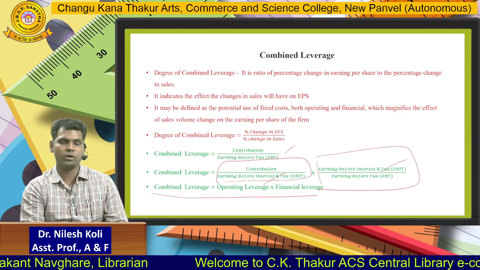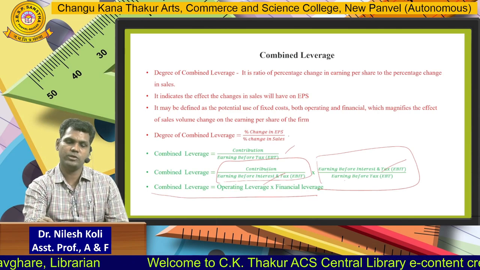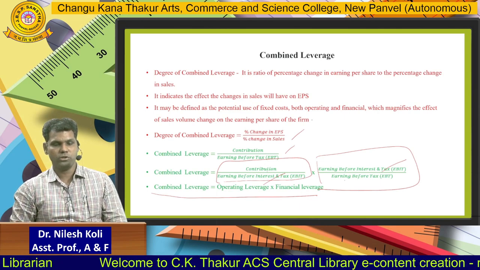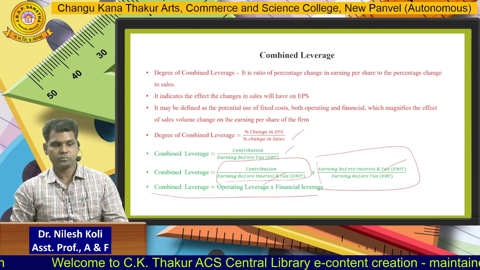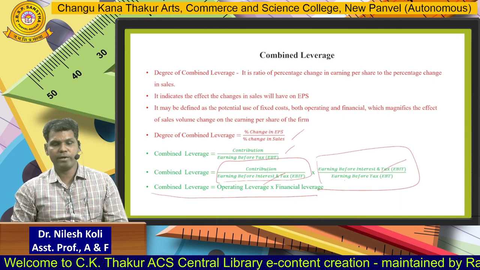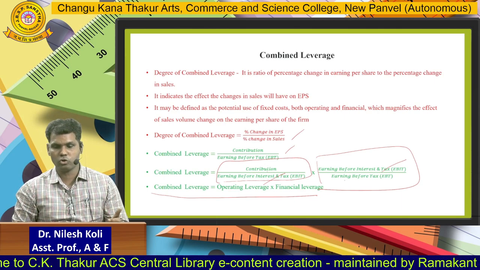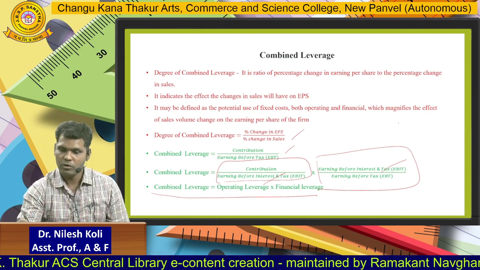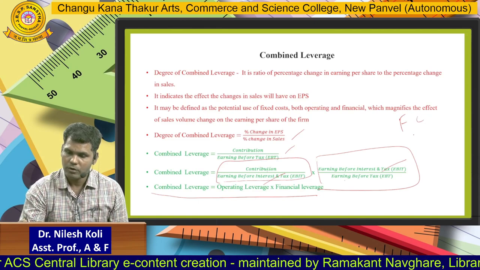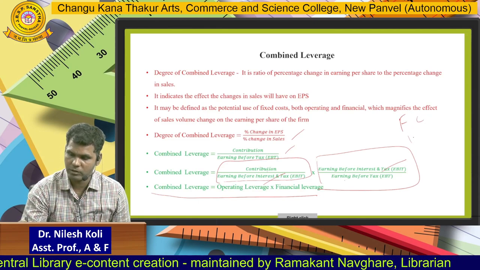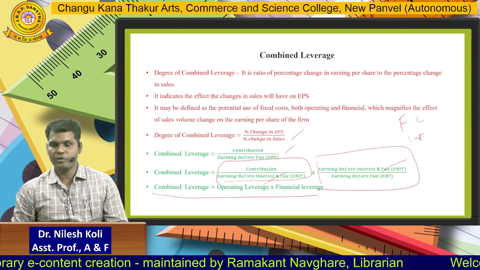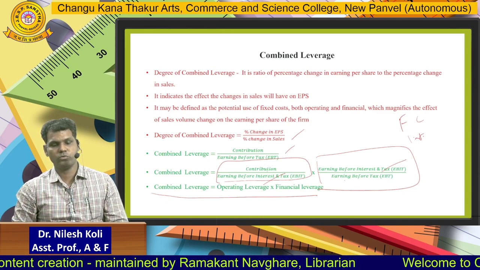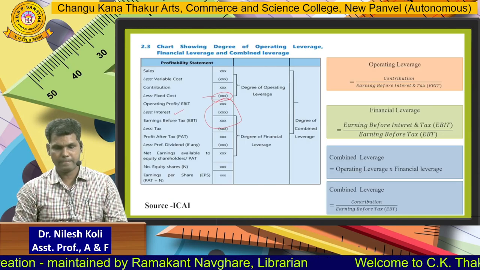Then again, the degree of combined leverage is the percentage change in the EPS upon the percentage change in the sales. It may be defined as the potential use of fixed costs, both operating fixed cost and financial fixed cost, that is interest, which magnifies the effect of the sales volume change on the earning per share of a firm.